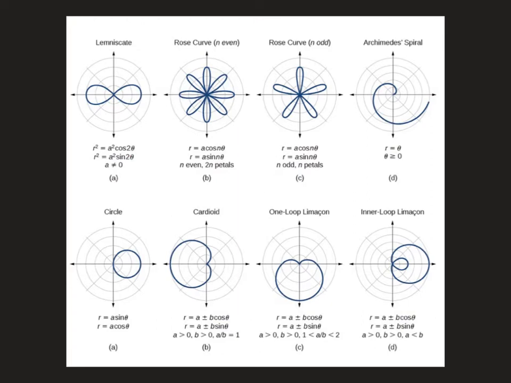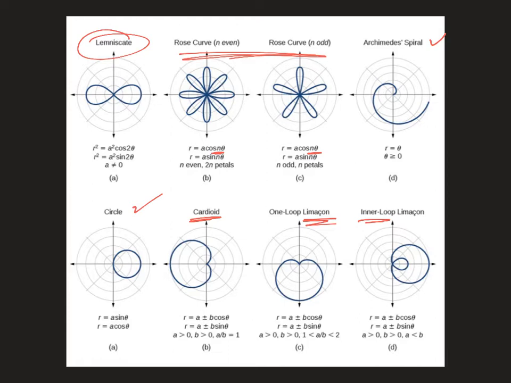These are your types of polar equations. You have a lemniscate, which comes from the Latin meaning a ribbon. I always think it looks like an infinity symbol. You have 2 types of rose curves: where n is even, so the number in front of the theta would be an even number, and where n is odd, where it would be an odd number. You have Archimedes spiral, you have a circle, and then you have what are known as limacons. It's a French word with a Latin base. It basically means snail. So you have a one-loop, an inner loop, and a cardioid.